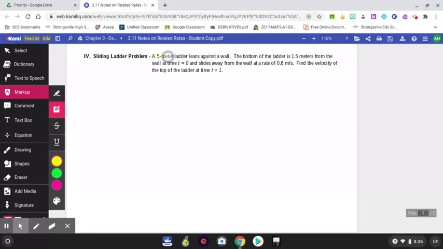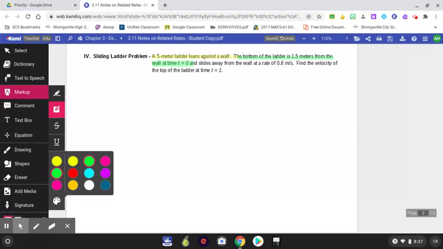It says a 5-meter ladder leans against a wall. The bottom of the ladder is 1.5 meters away from the wall at time t equals 0. This is the first problem where we are given time values. In every other problem, we are just told at a particular moment, and we were never told that specific moment in time. And notice in this problem we are, so that feels interesting already.